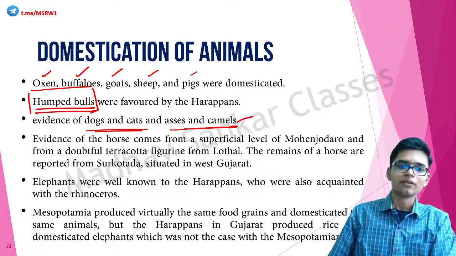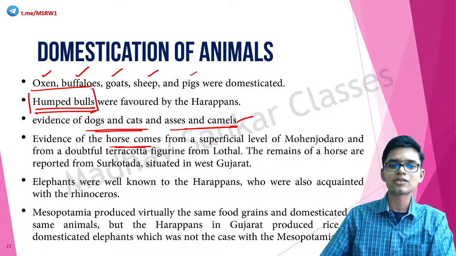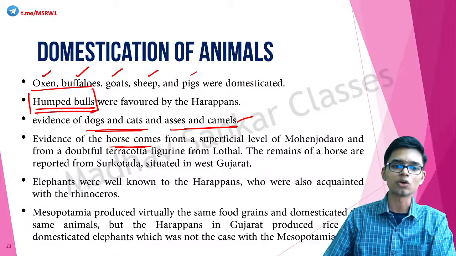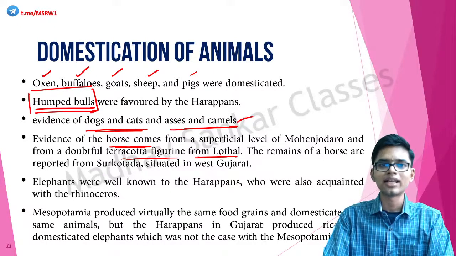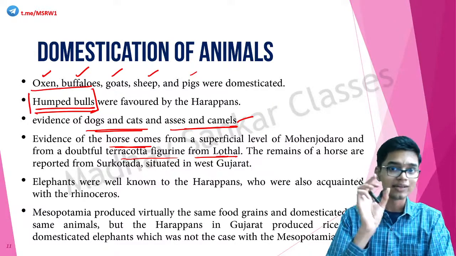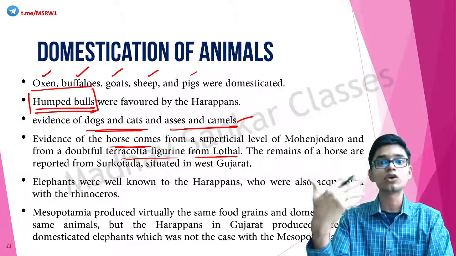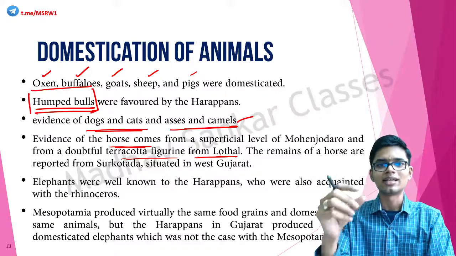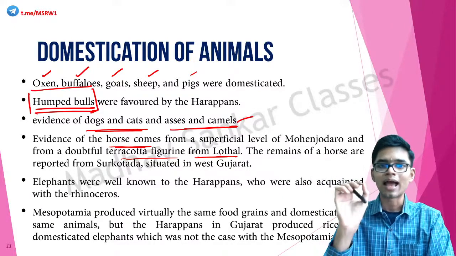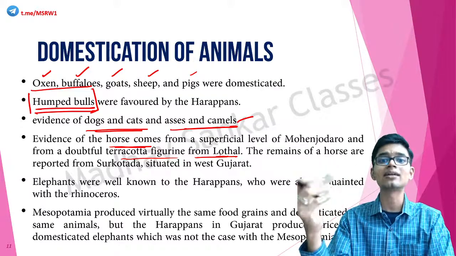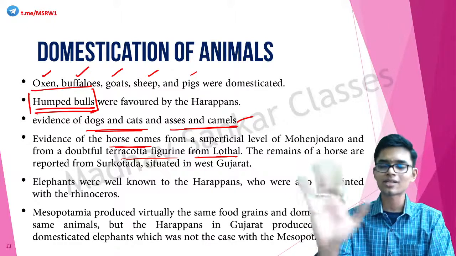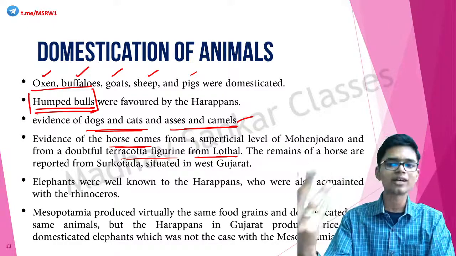Okay. Now, evidence of the horse comes from a superficial level of Mohenjo-daro and a doubtful terracotta figurine from Lothal. Okay, evidence of horse. I'm not saying that horses have been discovered or that Harappans domesticated horses. What I'm saying is that evidence of an animal which could have been a horse is obtained from Mohenjo-daro and from Lothal. From Lothal we have obtained a terracotta figure of some animal that resembles a horse. Historians are not conclusive about this, but it could be a horse.